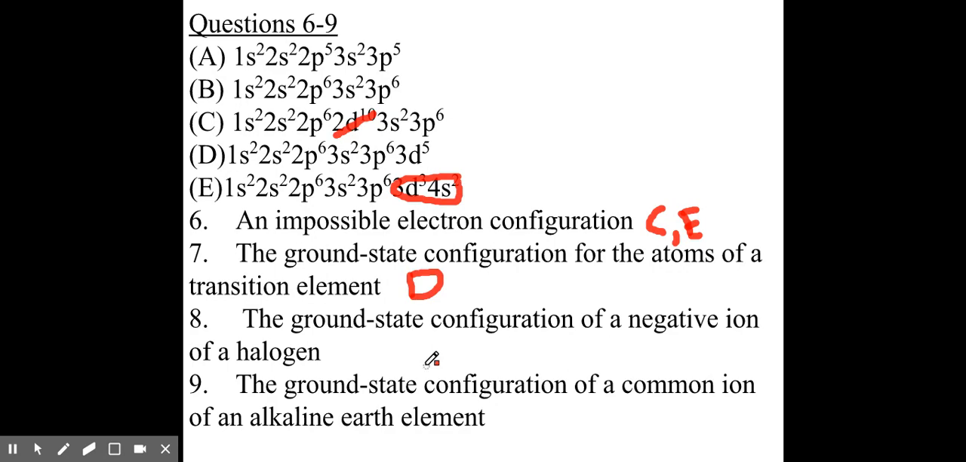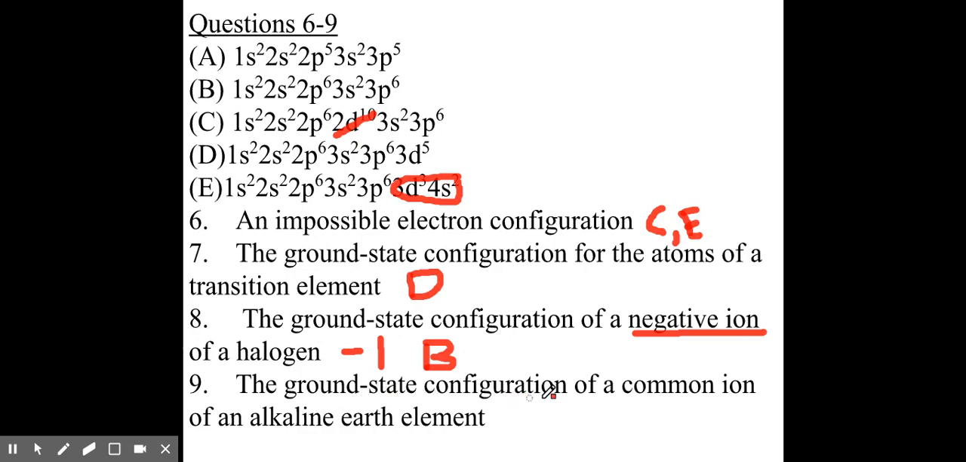Number 8 asks for the ground state configuration of a negative ion of a halogen. So remember, the halogens are in group 17, but it also says that there is a negative ion, so it's going to have a -1 charge. So if it's in group 17, it's going to have 5p electrons. But if it's going to have 1 extra electron, it's going to have 6p electrons. So that would be this one right here. It's got a full p shell, 1 extra electron. So that would be B.